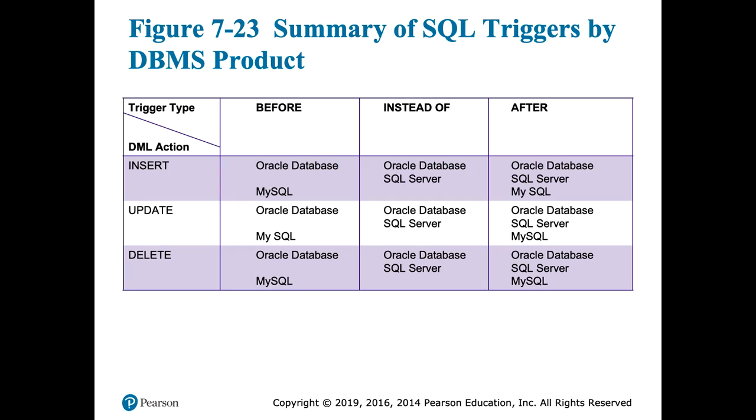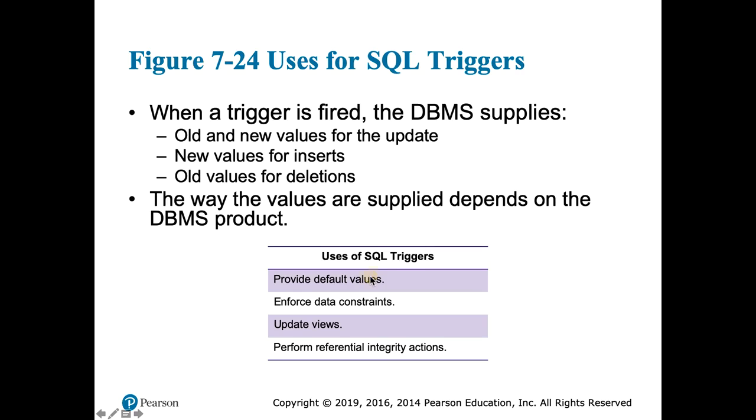So that's why Microsoft decided not to use the before trigger, right? But from the SQL standard, there are 9 different triggers. The 3 different types combined with 3 different actions create 9 different triggers in the function. And the purpose of a trigger: provide default values, enforce constraints, update views, or perform some sort of integrity check.